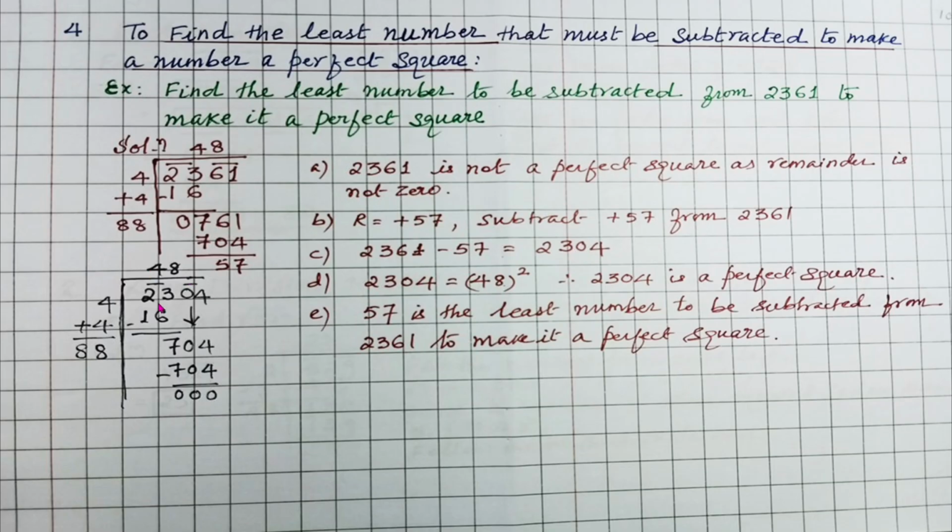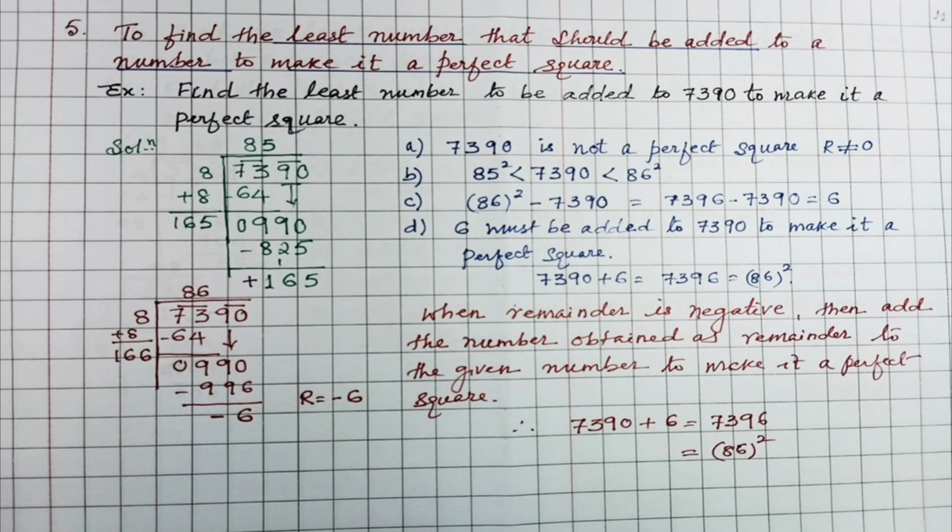And we find here by long division method that the square root of 2304 is 48 and the remainder is 0. Therefore 2304 is the required perfect square from 2361 when 57 is subtracted. Remember that. Now the next important discussion is to find the least number that must be added to a given number to make it a perfect square.